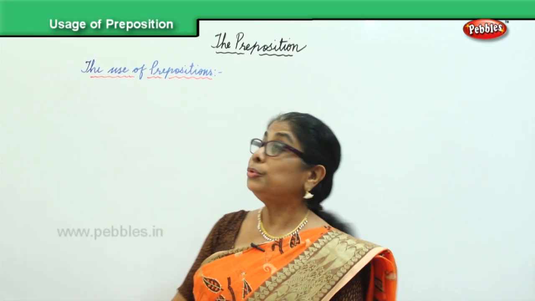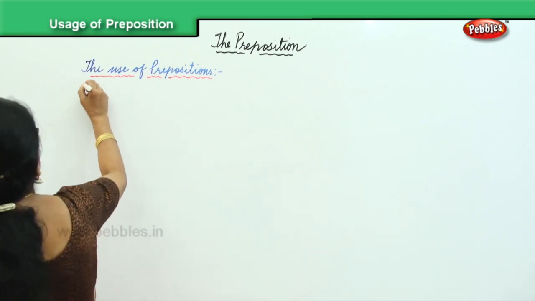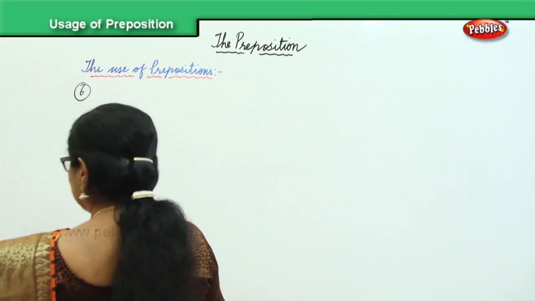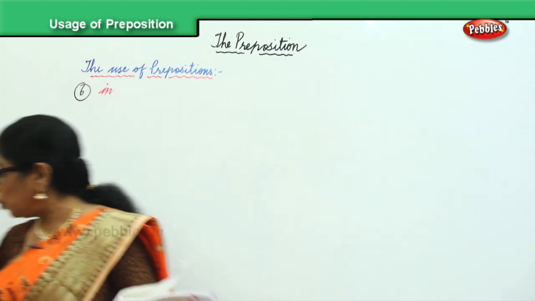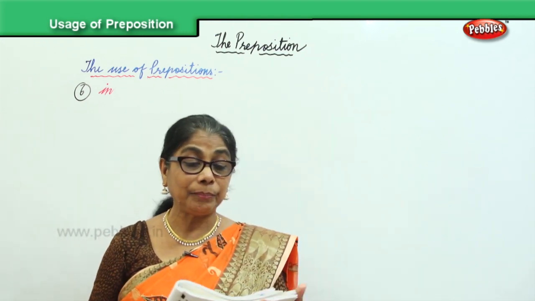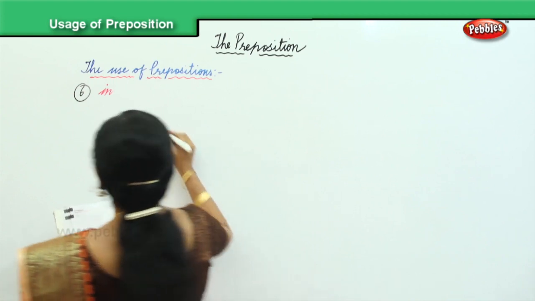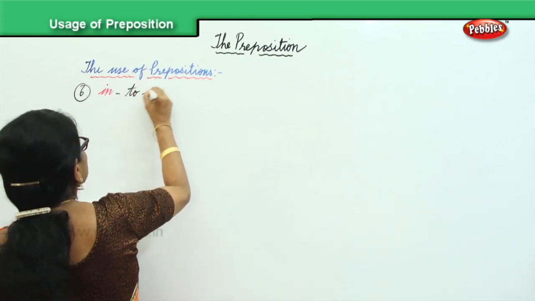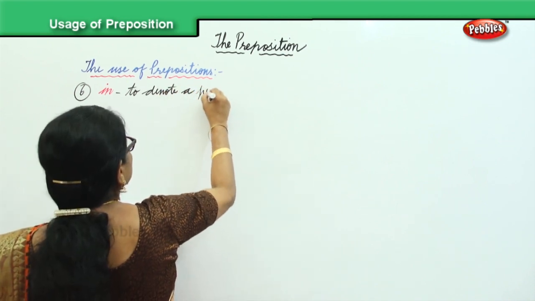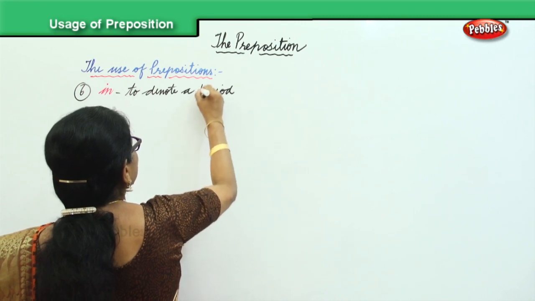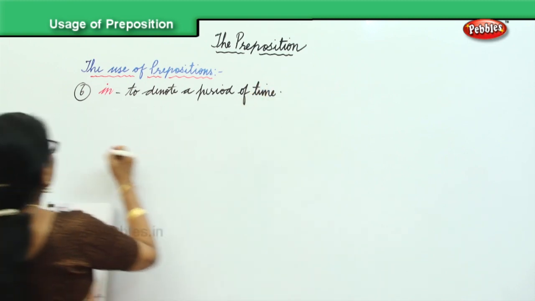We have three more uses of prepositions before we go into exercises. The sixth one we are doing, and the word here is "in". When we talk about "in", what do we mean? "In" is used to denote a period of time. Now let's look at what I mean.